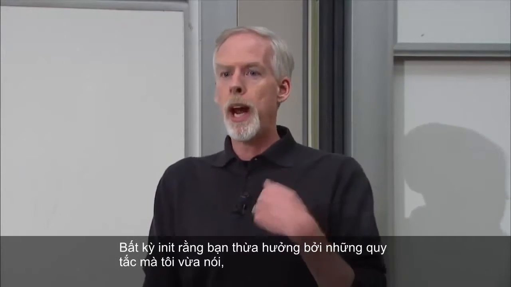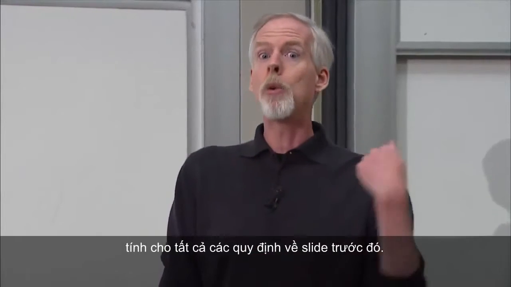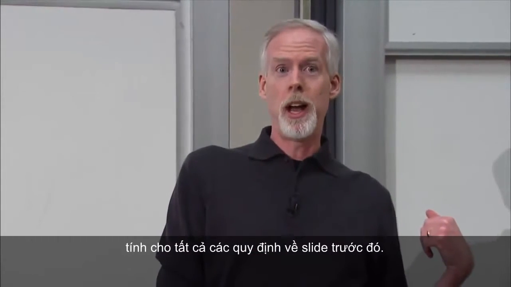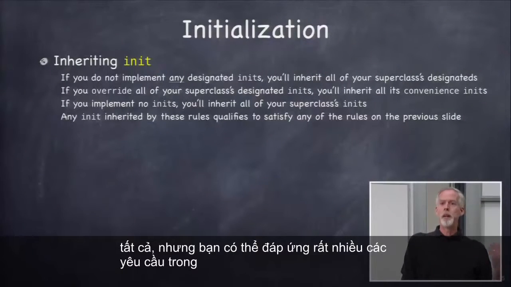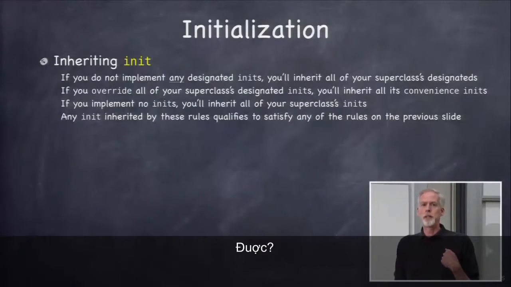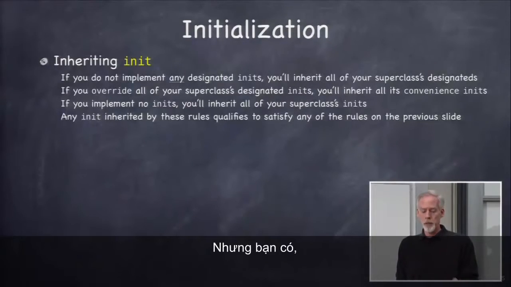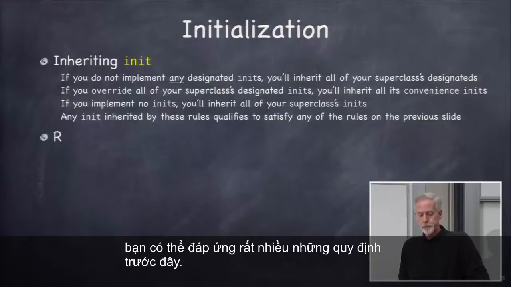Any init that you inherit by these rules that I just said count for all the rules on the previous slide. Now, I'm not going to go back to the previous slide and go through them all, but you can satisfy a lot of the requirements in the previous slide by just inheriting your initializers. Okay? But you can only inherit them in these kind of restricted ways, but once you do, you can satisfy a lot of those previous rules.